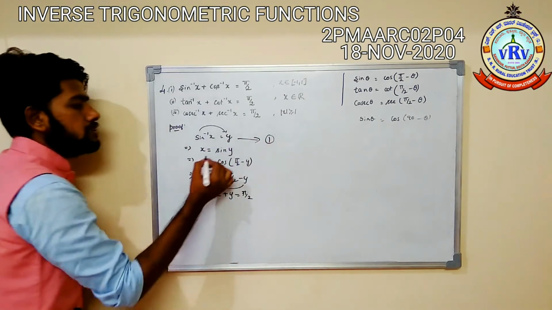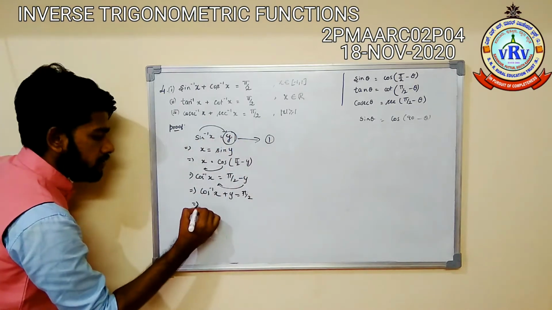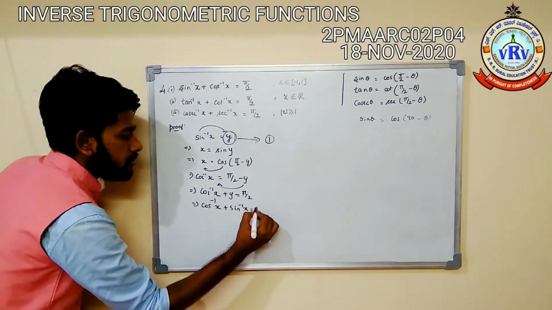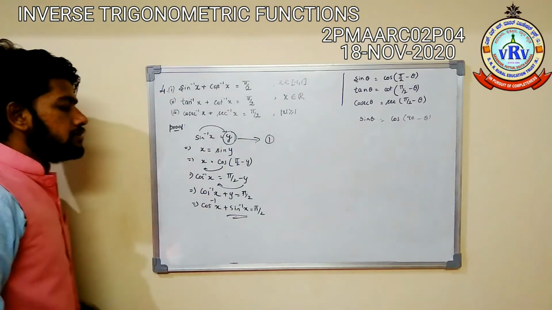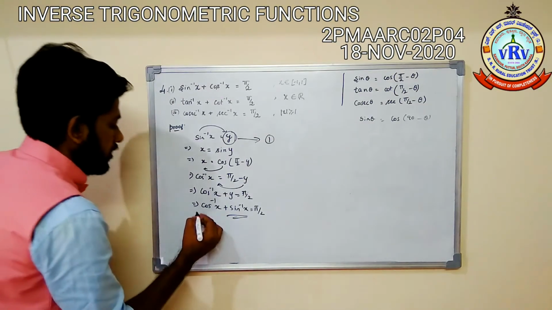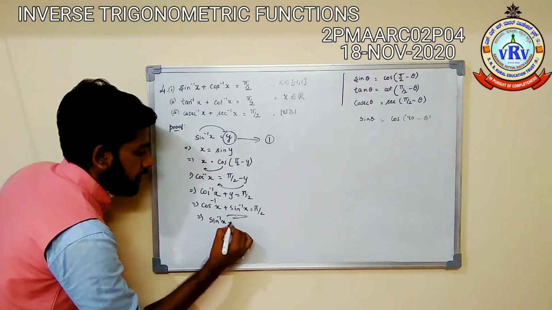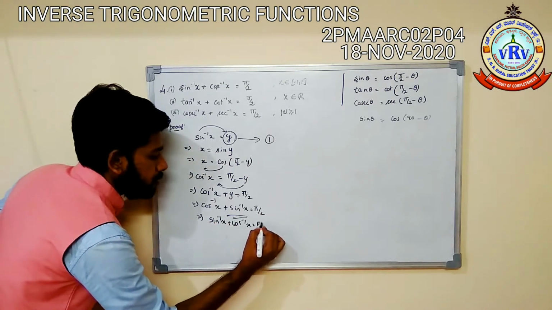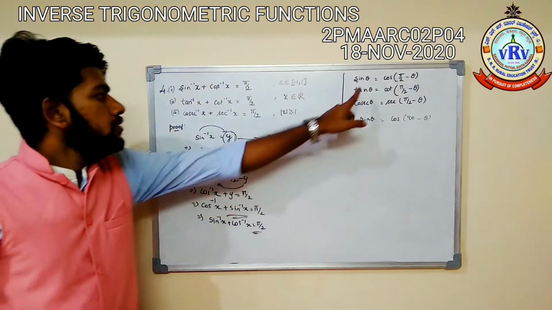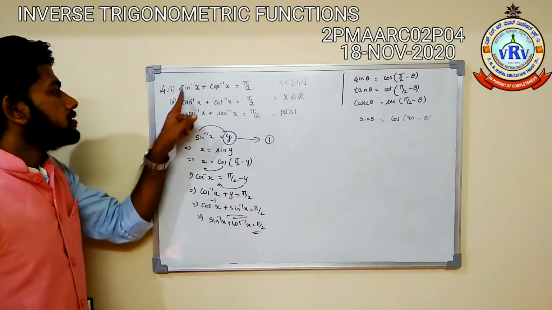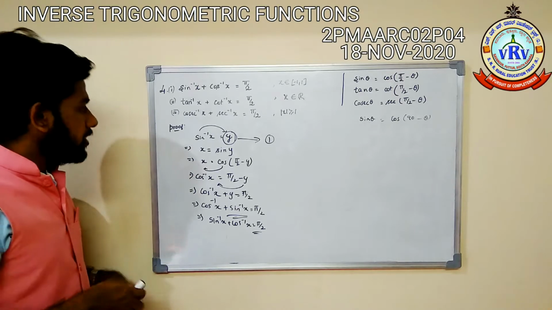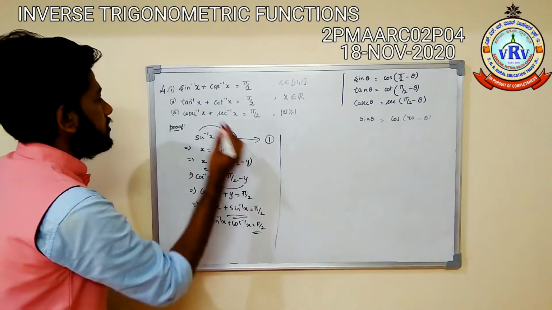Now, from this equation, I can write y as sine inverse of x. Cos inverse of x plus sine inverse of x is equal to pi by 2. This is our required property, right? Sine inverse of x plus cos inverse of x is equal to pi by 2. Clear? Only using this condition we can derive that sine inverse of x plus cos inverse of x is equal to pi by 2.